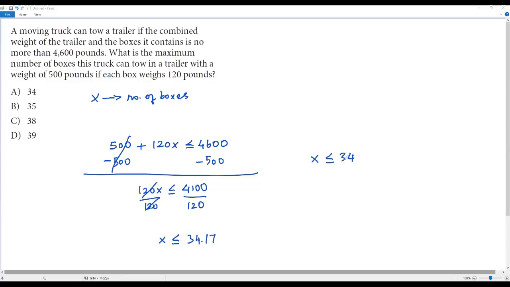That is, the maximum number of boxes this truck can tow in a trailer is 34. We find 34 in option A. So the correct answer choice for this question is option A.